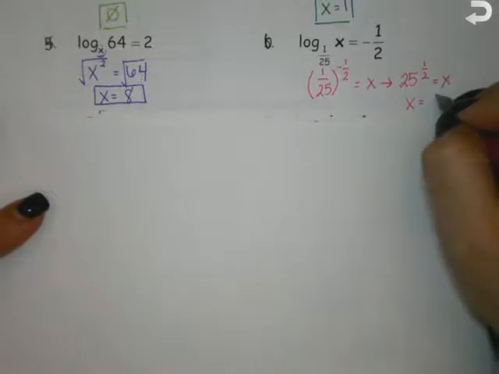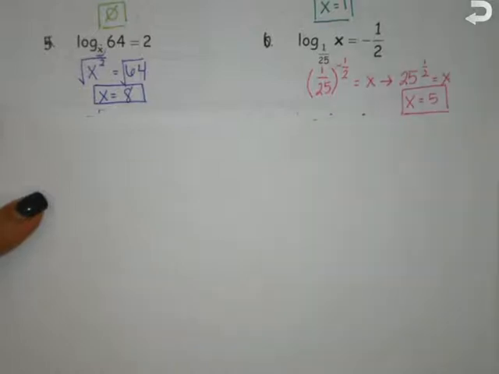5. Because a 1/2 exponent is the same as what kind of root? A square root.